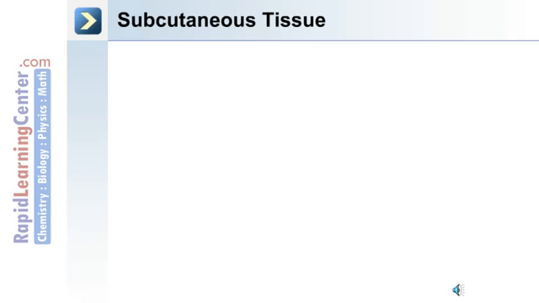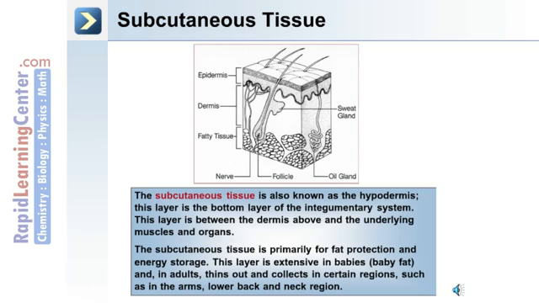Beneath the dermal layer of the skin is the subcutaneous tissue or the hypodermis. This layer is the bottom layer of the integumentary system. It's between the dermis and the underlying muscles and organs. This tissue is primarily for fat protection and energy storage. The layer is extensive in babies, where it's called baby fat. In adults, the subcutaneous tissue thins out and disperses. It collects in certain regions, such as in the arms, the lower back, and in the neck region.